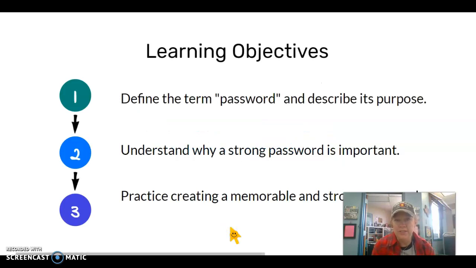We're going to look at defining what the word password means and describe its purpose. We're going to understand why a strong password is important and, if you can, start practicing creating memorable passwords and make it a good strong one so that people can't guess it.